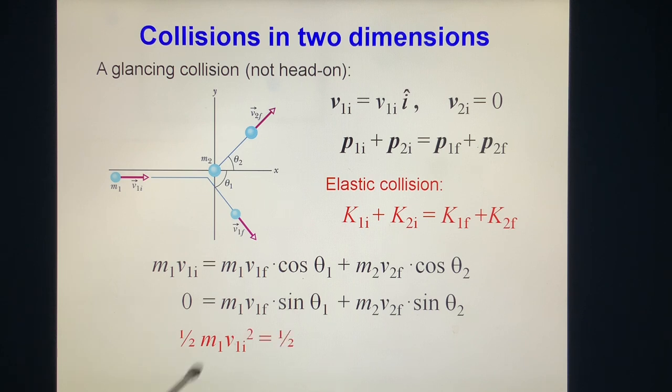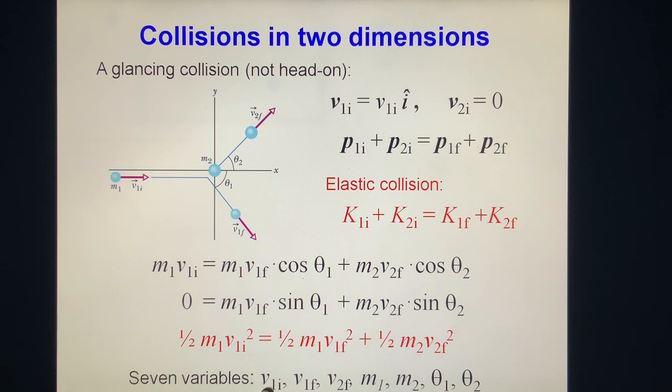Plus the elastic energy conservation: the initial energy equals the two final kinetic energies. We have three equations, but a lot of variables. There are seven variables: V1 initial, V1 final, V2 final, M1, M2, theta 1, and theta 2. V2 initial is zero. With seven variables and three equations, we need four given conditions to solve this question.